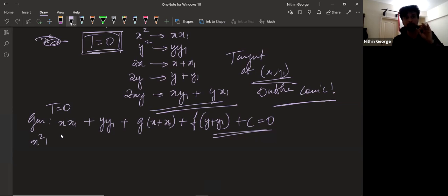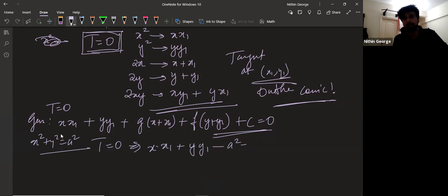Okay. So what happens to x square plus y square equal to a square? What is the tangent for that? T equal to 0 version. This becomes x into x1 plus y into y1 minus a square equal to 0. There's no 2x term, there's no 2y term. Okay, so leave it. This is the tangent at any point x1 comma y1 to this circle x square plus y square equal to a square. All right, this is the tangent.